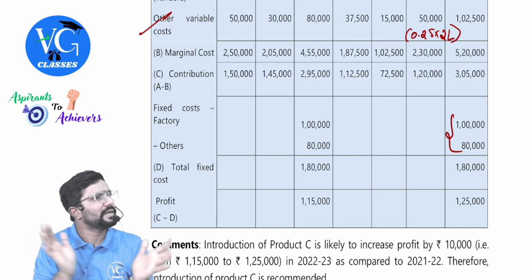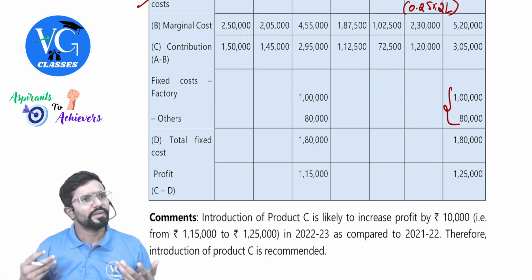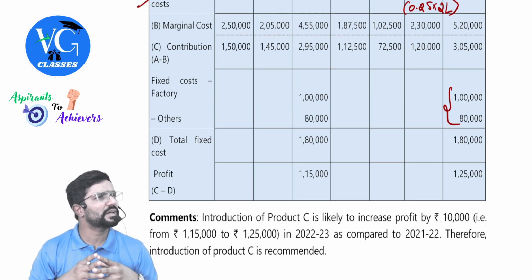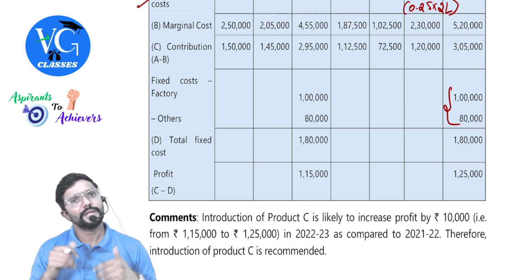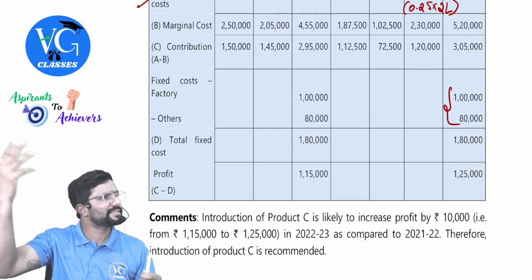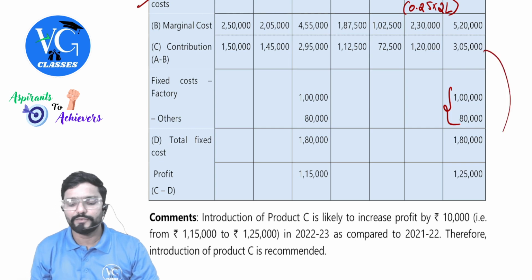As nothing is given, we will assume fixed cost is same, guys. Don't consider any increase and all. If you consider increase also, how much will you consider? Question mark. Correct? So don't do anything like that. If they themselves give it increase by 10%, 20%, consider it. Total fixed cost is 180. Reduce it from contribution, you will get profit 125.